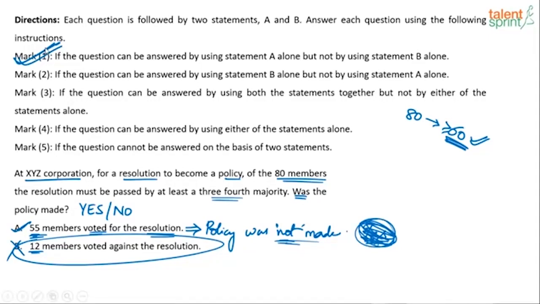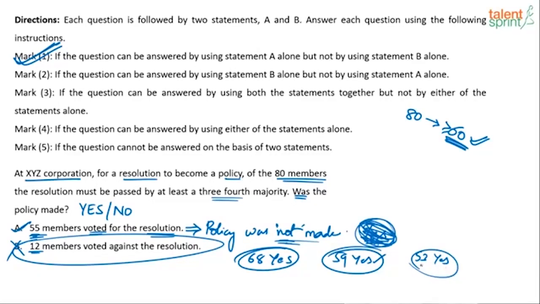You have to be careful with this particular question, especially because it's a yes or no type of question. A alone is sufficient because it tells me that the policy was not made. But B does not give us clear information. The policy might have been made, might not have been made. If 68 said yes, then the policy was made. If 59 said yes, then the policy was not made. If 53 said yes, then the policy was not made, and so on. So whether it was made or not, we do not know. Hence, B is not giving us the answer.